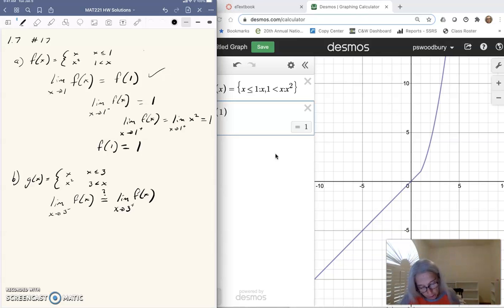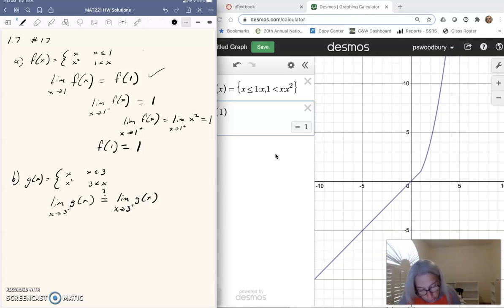So let's take a look at this. From the left, this is the first condition, x less than or equal to 3. As x gets closer and closer to 3, and oh, look here, I've got some bad notation going on, because it's not f of x I'm looking at, it's actually g of x in this case. Be very careful about your notation.